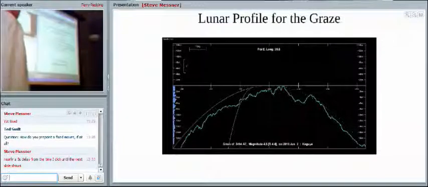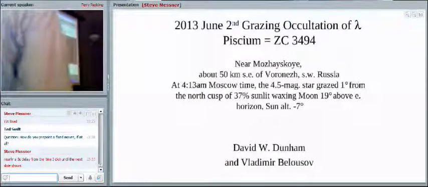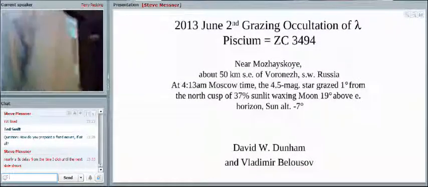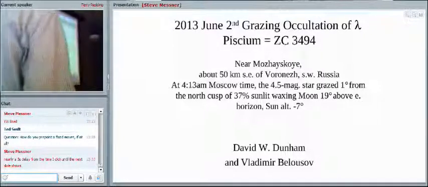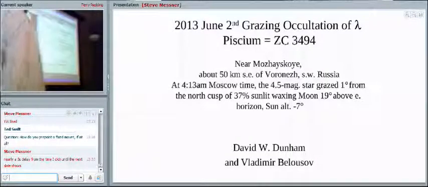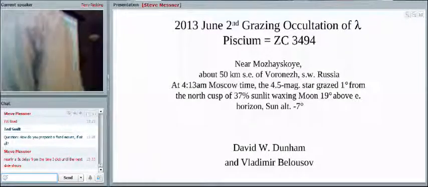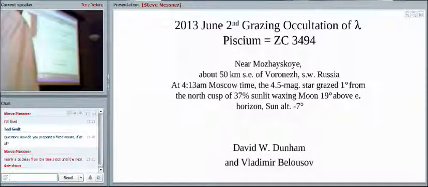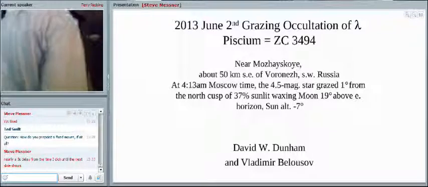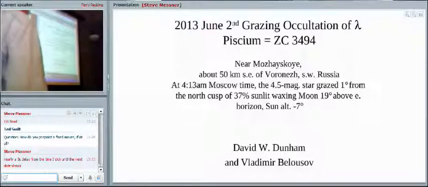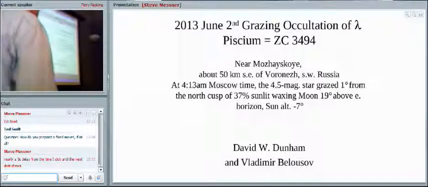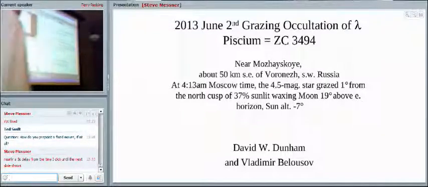Next, I had to do some time in Russia, and so there was a graze of a nice bright star there. The town closest is this Mozhevskoye. It's about 50 kilometers southeast of Voronezh, and it's about 600 kilometers southeast of Moscow. So it occurred at 4 in the morning with a bright star and everything.